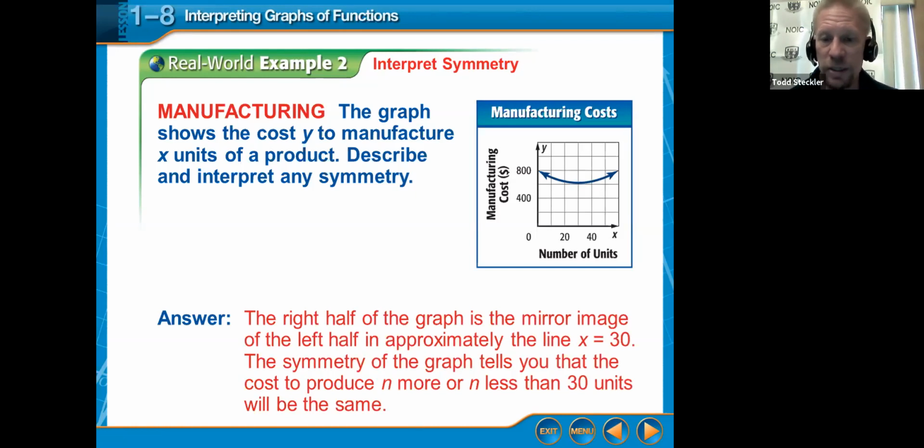So what that means is that the right half of the graph is the mirror image of the left half at the line X equals 30. So this symmetry tells us that the cost to produce a certain amount more or less than 30 units will be the same. So in other words, if we produce 10 more than 30, that's 40. That will cost the same as if we produce 10 less than 30, which is 20.